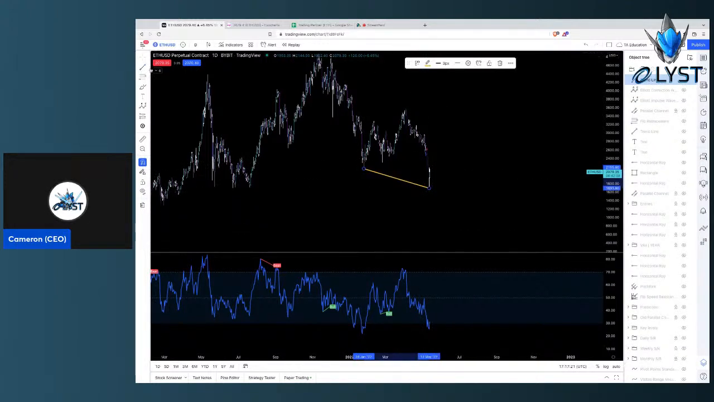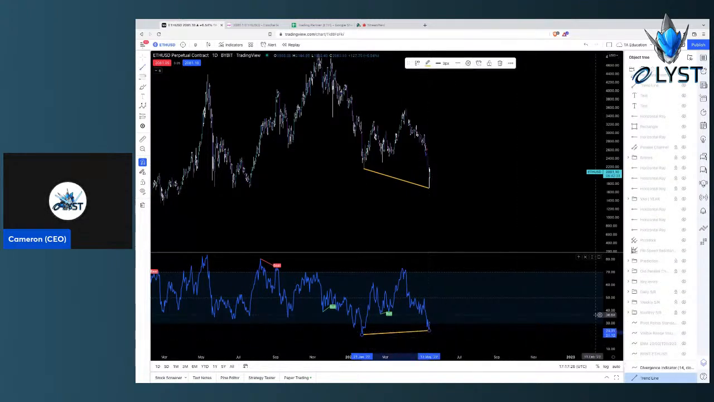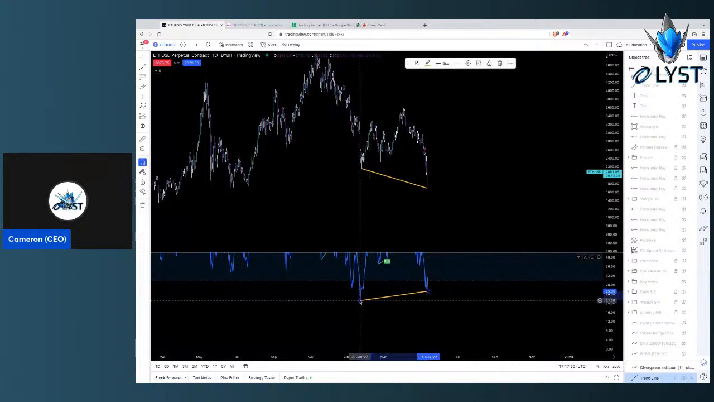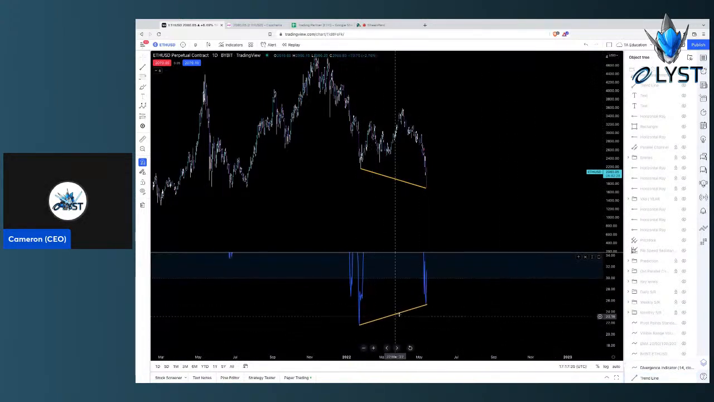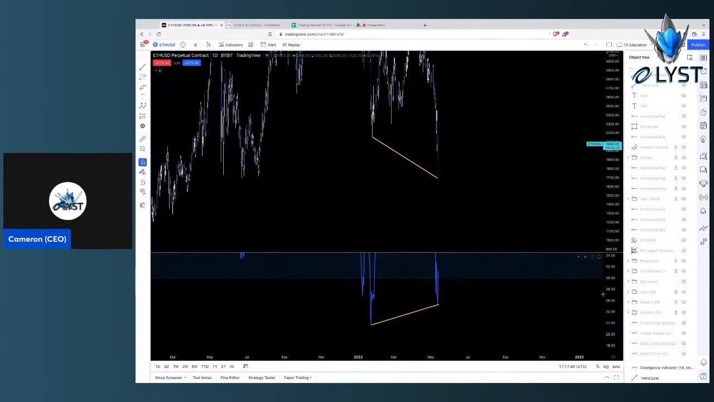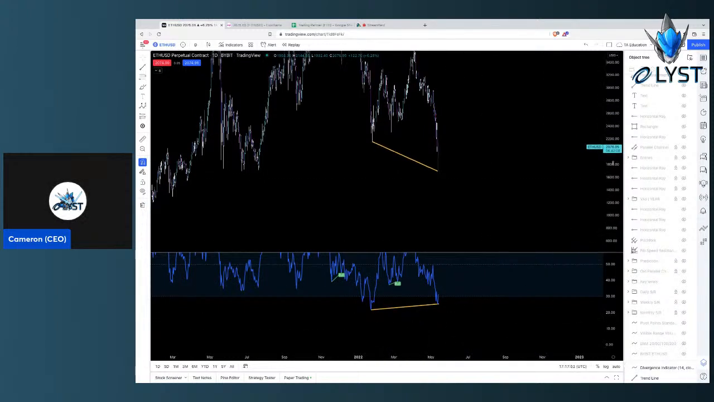and yet it doesn't match what we see on the RSI, which is that the momentum is increasing over here, right? So we see an increase in momentum and a decrease in price. Okay, this is a pretty good bullish divergence, hidden bullish divergence.